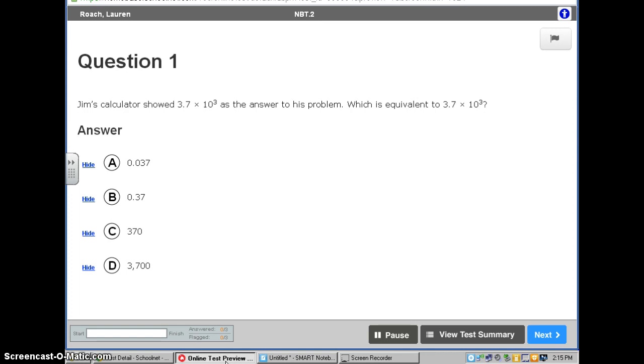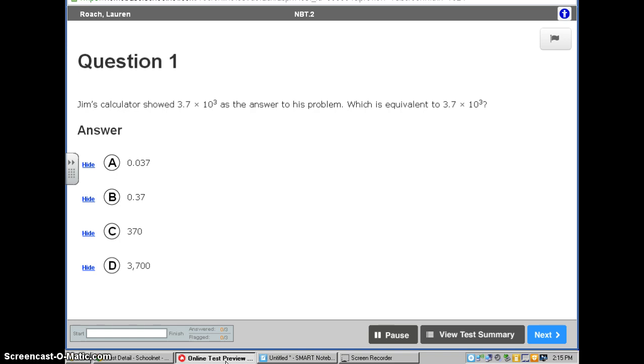Okay, question 1. Jim's calculator showed 3 7/10 times 10 to the third power as the answer to his problem, which is equivalent to 3 7/10 times 10 to the third power. Now this is going to look similar to a problem you'll find on the benchmark on Friday, because again this comes from the same source. These are SchoolNet practice questions, so hopefully the way this problem is worded you'll see something similar to it.